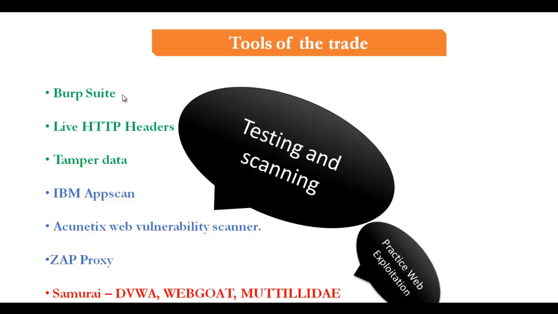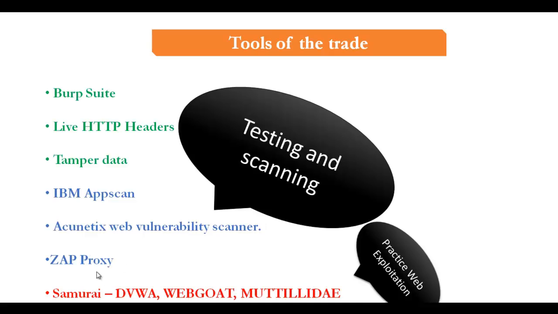Burp Suite, Live HTTP Headers and Tamper Data are for manual pen testing, and IBM AppScan and Acunetix Web Vulnerability Scanners are automated scanners. All we have to do is configure the site we have to scan, so that IBM AppScan and Acunetix Web Vulnerability Scanner will automatically scan the remote site, and ZAP Proxy will have the features of both manual testing and automated testing.